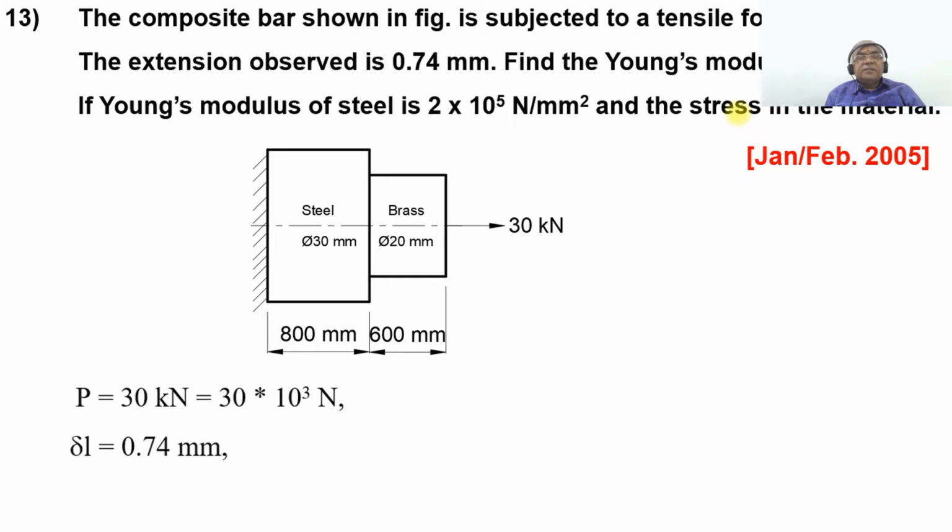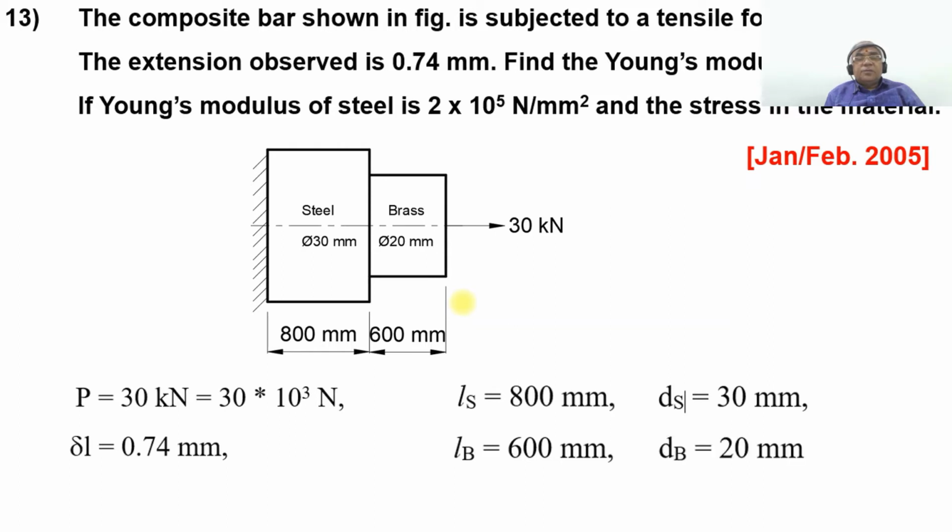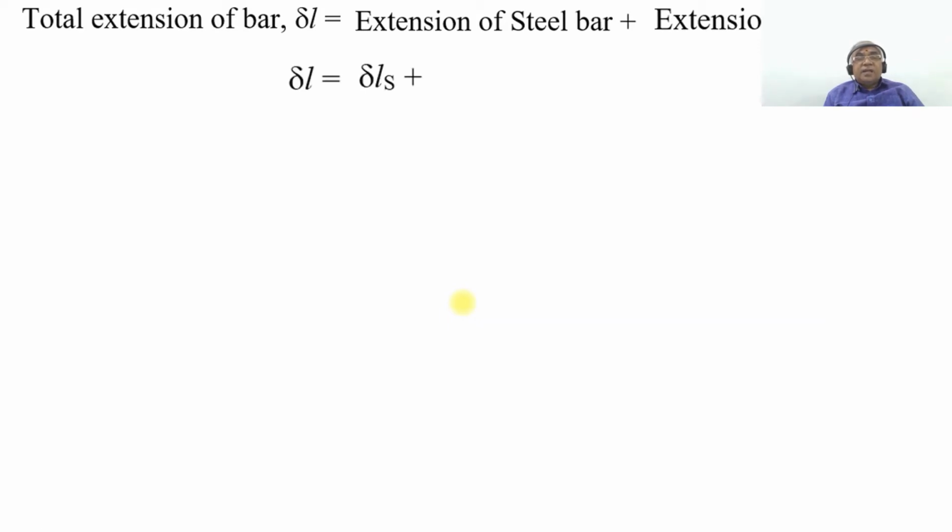So what is the delta L which is given? The extension observed is 0.74, the length of the steel bar is 800 mm, and the length of the brass bar is 600 mm, and the diameter of the steel bar is 30 mm and the diameter of the brass bar is 20 mm. So what is the total extension of the bar? Delta L will be equal to extension of steel bar plus extension of brass bar. So delta L will be equal to delta LS plus delta LB.